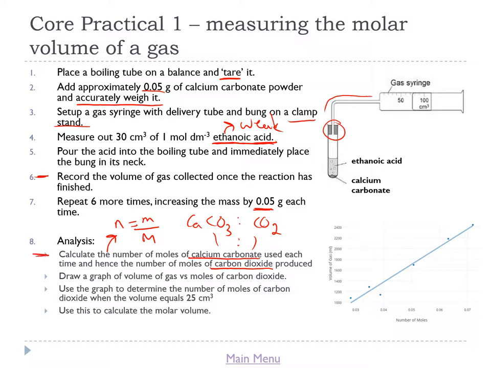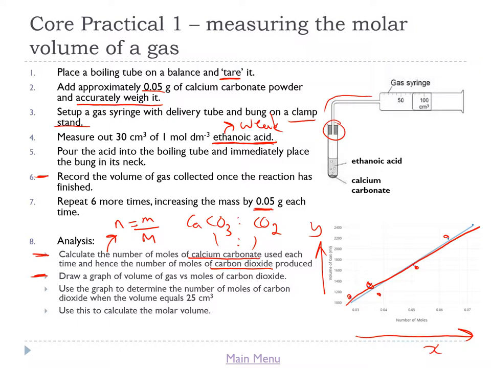Then what we can do is draw a graph of the volume of gas versus the number of moles of carbon dioxide. So we've got volume of gas on the y-axis, we've got the number of moles of carbon dioxide on the x-axis, and we're going to draw a line of best fit. And that's important because you'll find your data will look a little bit like this. It won't exactly fit the pattern, so we need the line of best fit to pull out the pattern in the data.